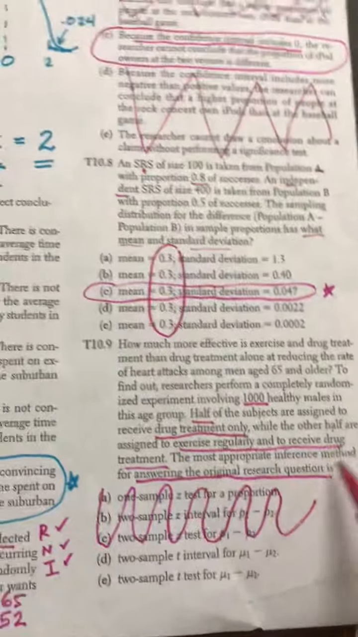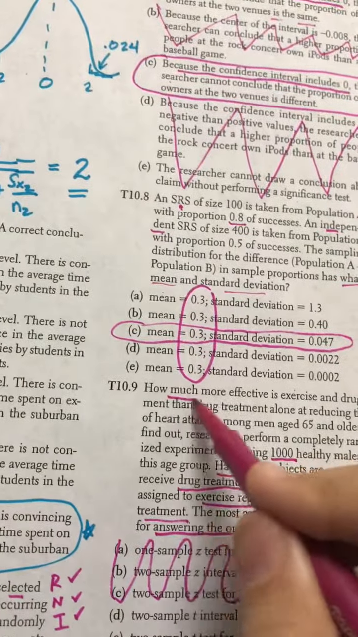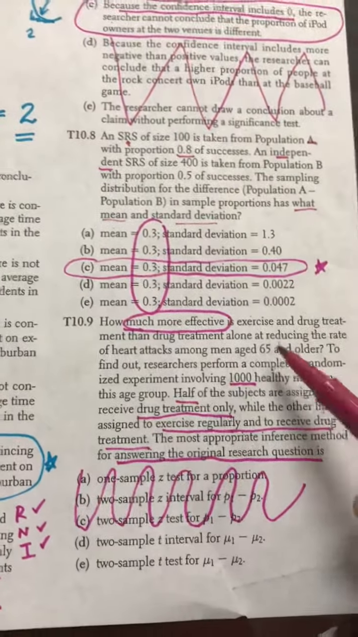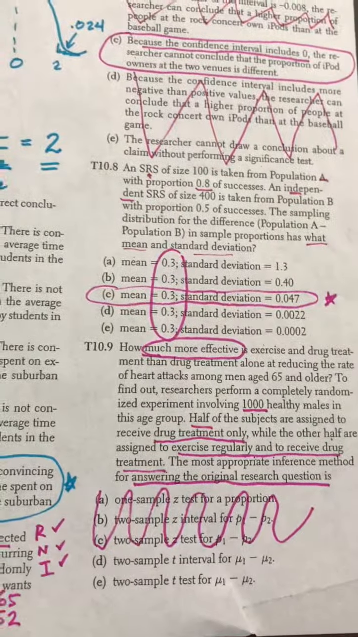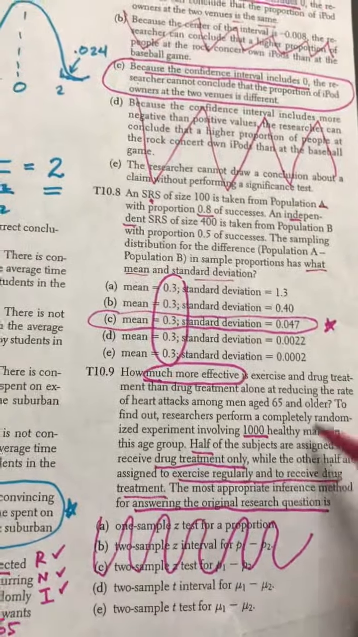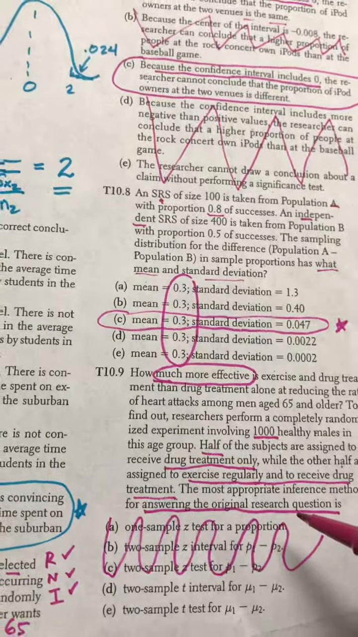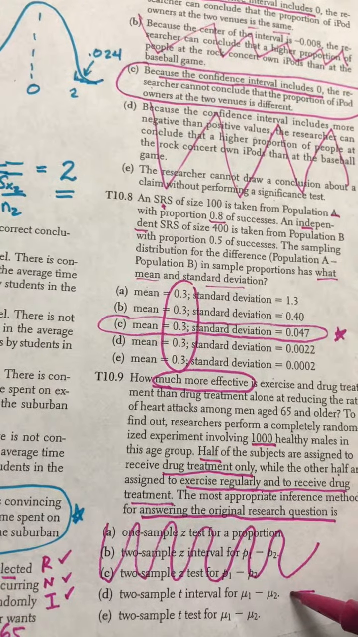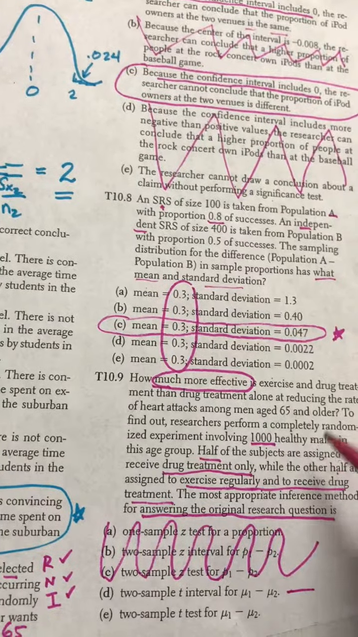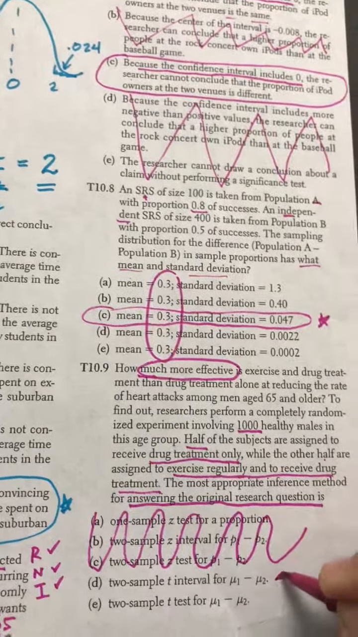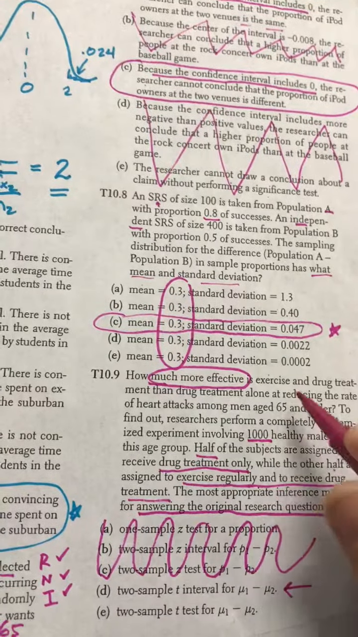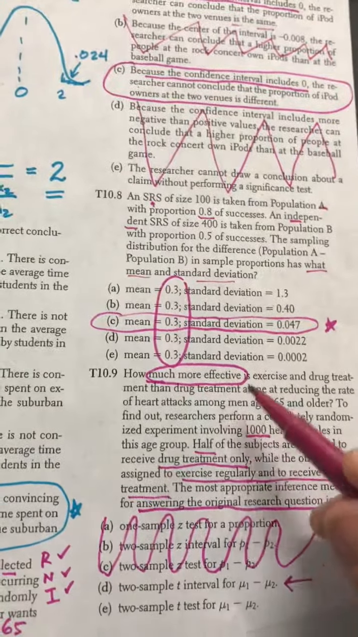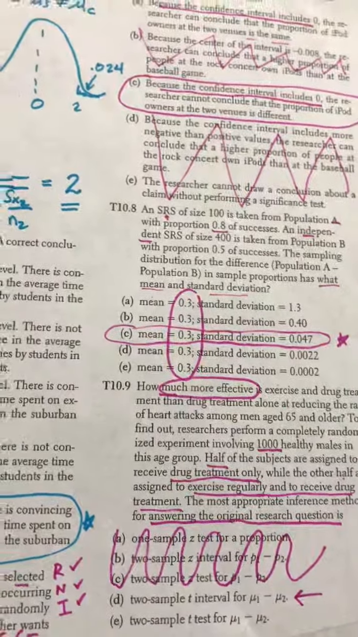The most appropriate inference method for the original research, how much more effective is one treatment than the other? Okay, I've read this question multiple times. I thought I had the hang of it here. It seems as if, depending on how you read the question, if you think you're going to measure something like their blood pressure, you would pick an interval. The challenge here is, I guess, the only way to know what you're doing is whether you have a heart attack or not. So that's technically a yes or no question.